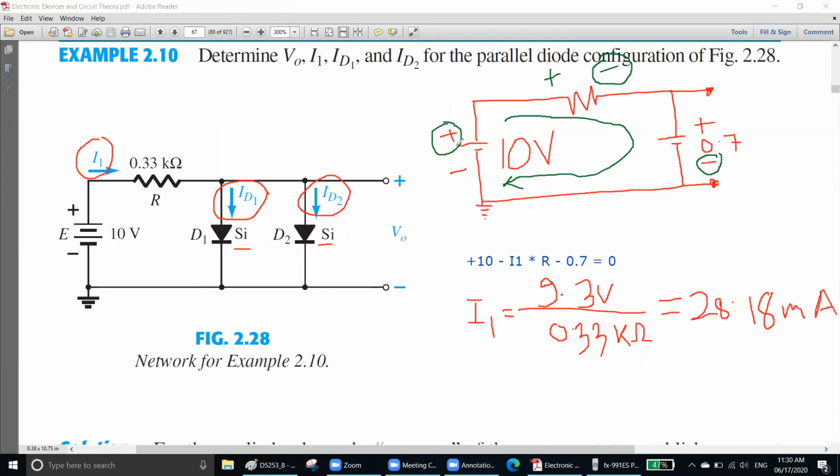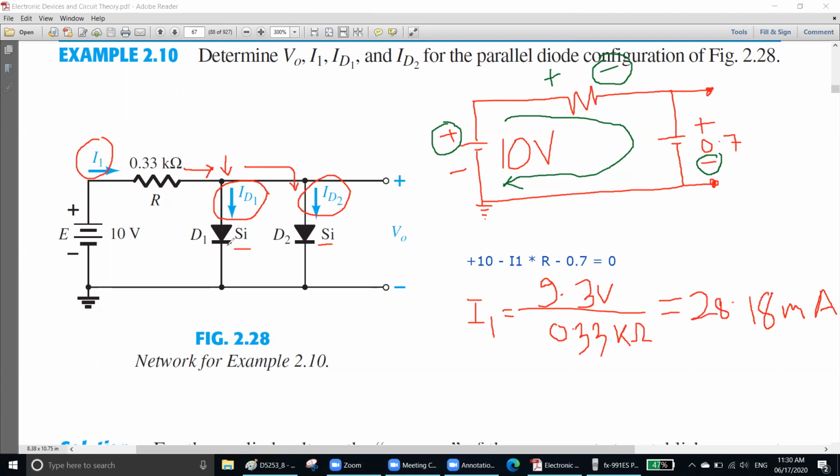Milliampere. That is the current of I1. Since we have an I1 here, remember, this I1 will come and will be divided into two parts. One part will go there, another part will go there. Understood? Pretty simple, right? This 28.18 will come here and divide.